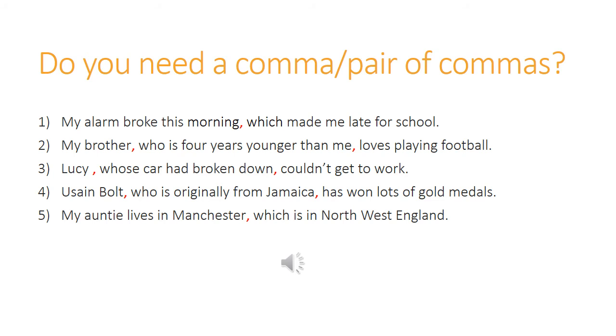Sentence 3 is very similar. I have an embedded relative clause, so I need a pair of commas. Lucy, comma, whose car had broken down, comma, couldn't get to work. Sentence 4 again is very similar. I have an embedded relative clause, so I need a pair of commas. Usain Bolt, comma, who is originally from Jamaica, comma, has won lots of gold medals. And then lastly, question 5 is very similar to question 1. I need to have one comma before the word which. My auntie lives in Manchester, which is in northwest England. How did you do?